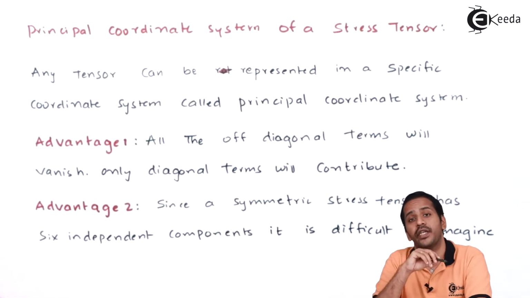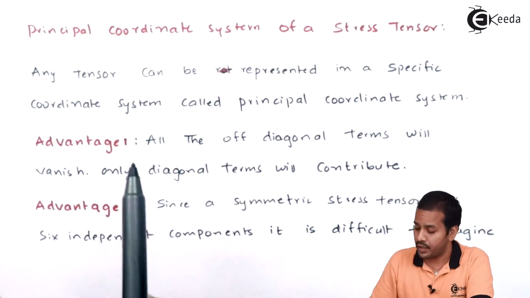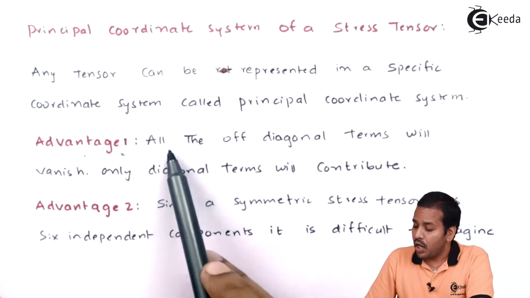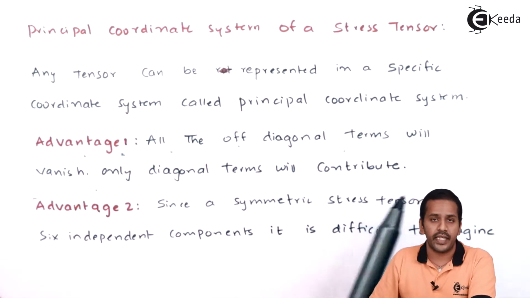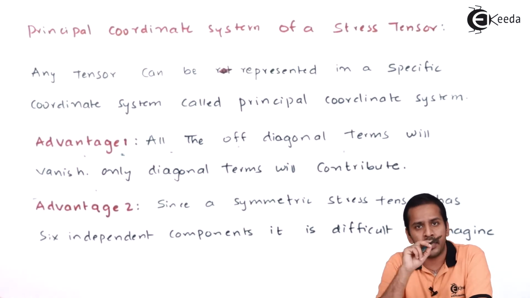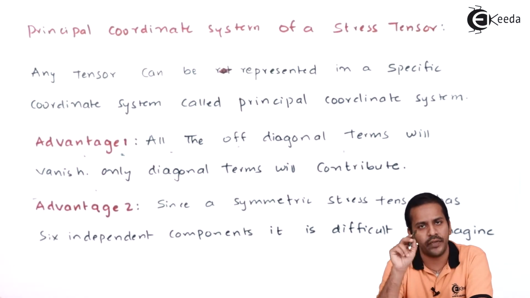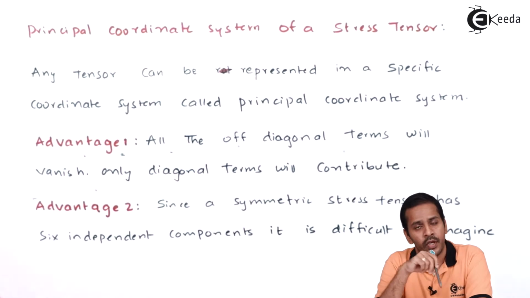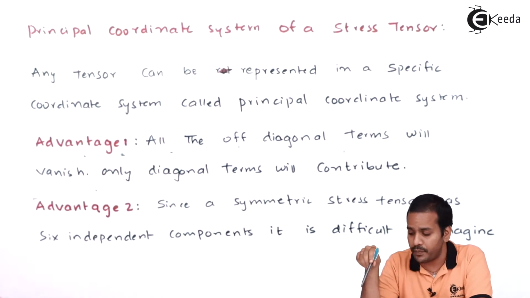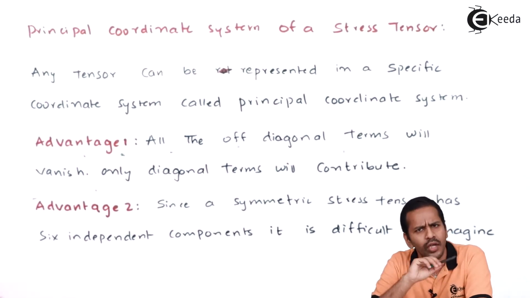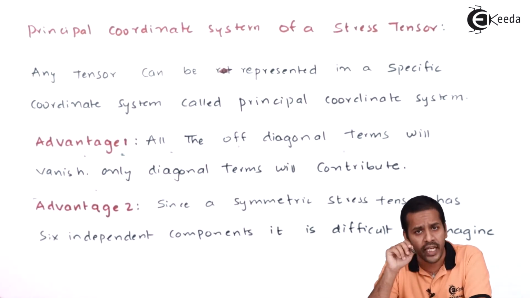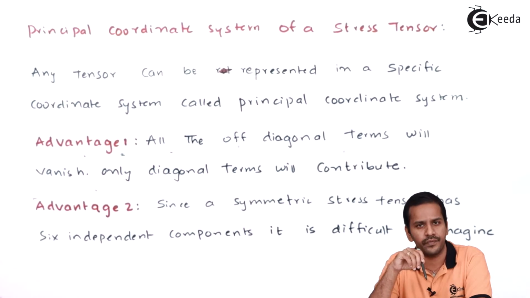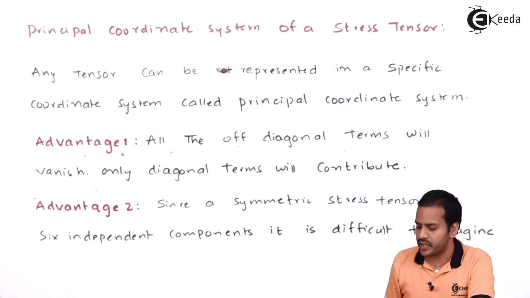That coordinate system is very useful. That stress space is very useful. Why is it useful? Let us see. Advantage 1: all the off-diagonal terms will vanish, only diagonal terms will contribute. If you see the stress tensor, the diagonal terms represent the normal components and the off-diagonal terms represent the shear components. So in this particular principal space, all the shear stresses, all the off-diagonal terms will be 0. Only the normal components will survive. That is the nature of this coordinate system.